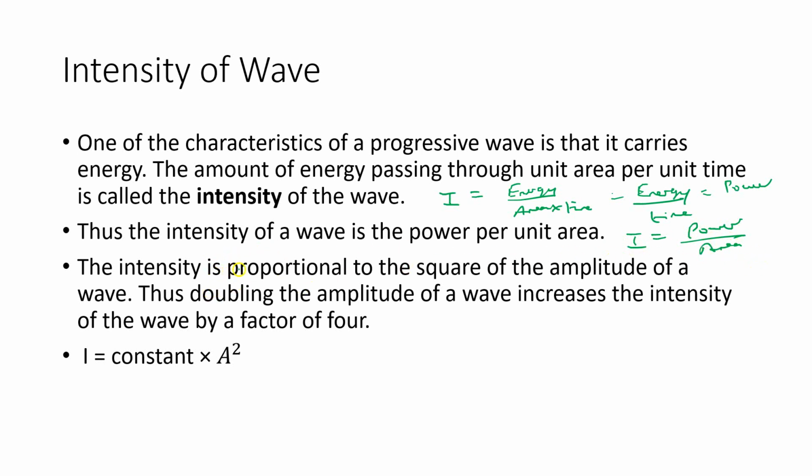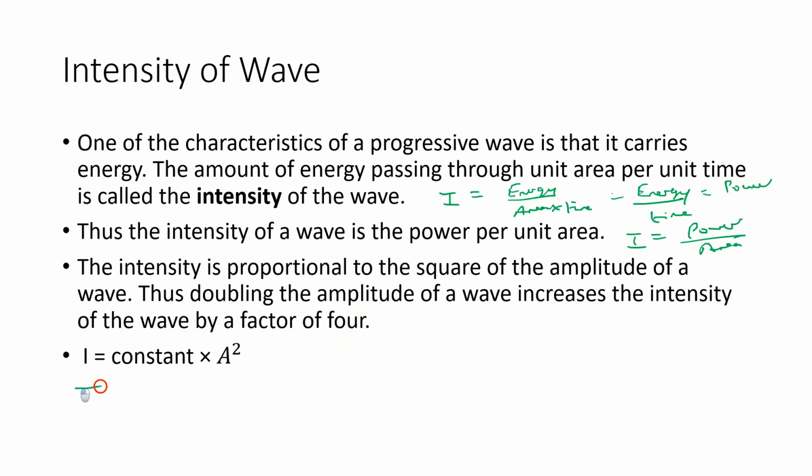So now intensity, as you can see here, at some point you're going to see that intensity is proportional to the square of the amplitude of the wave. So what it tells us is that if we double the amplitude of the wave, the intensity is going to increase by a factor of 4. So that's just simply what we mean here.